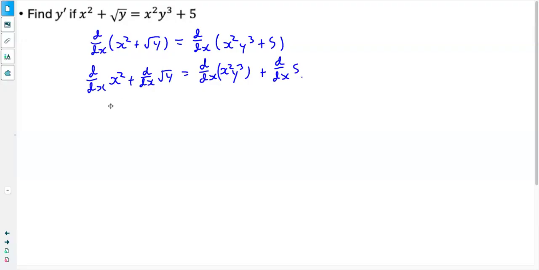Now we know that our derivative of x squared is 2x. Now we'll take our derivative of the square root of y. So we know that's 1 over 2 root y, and then this is going to be times dy over dx. And that's equal to, we'll use our product rule here. So we'll take our derivative of x squared, so that's 2x times y cubed. And then we've got plus x squared times the derivative of y cubed, so times 3y squared times dy over dx. And then derivative of 5 will just be 0.